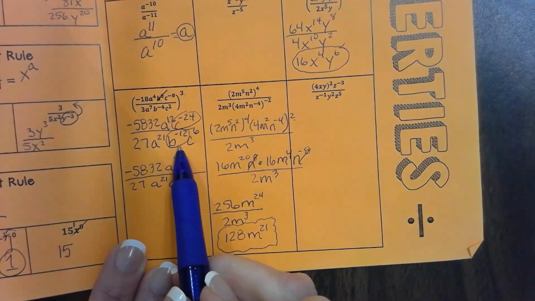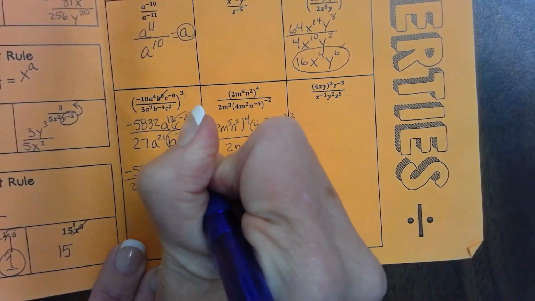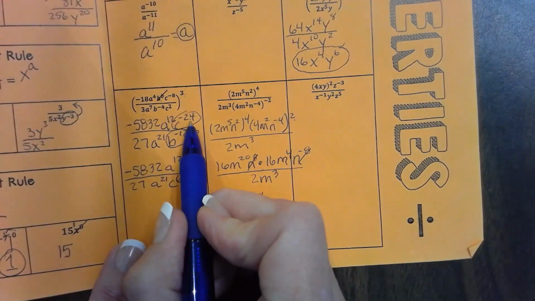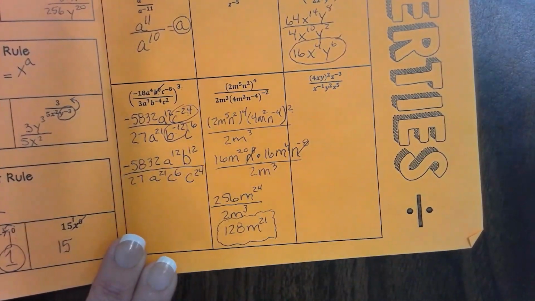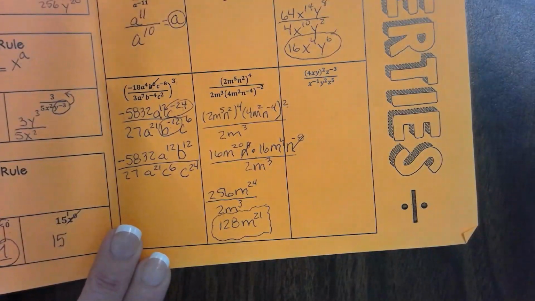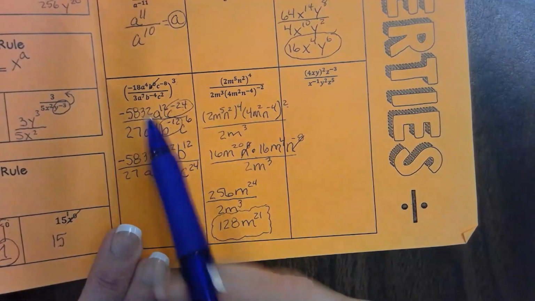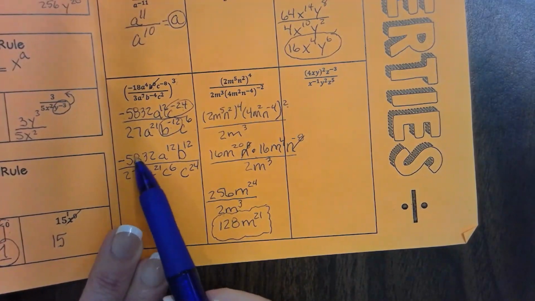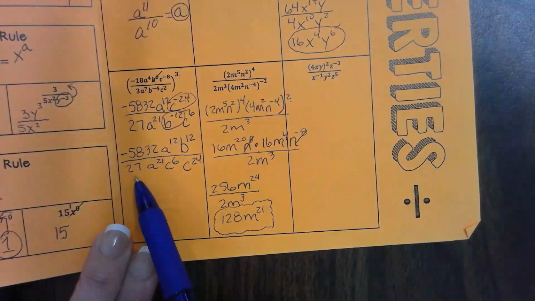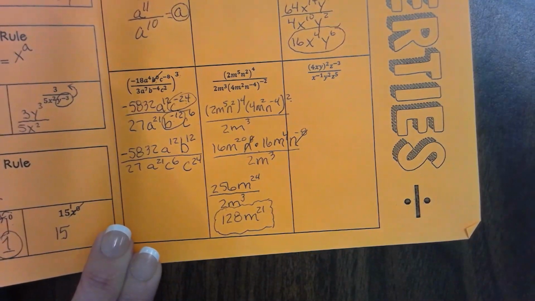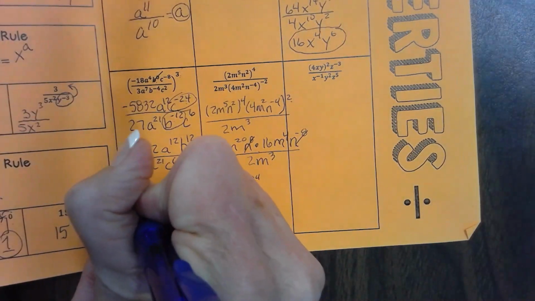I'm going to move this one to the top. And now it's a positive 12. I'm going to move that one to the bottom. And now it's a positive 24. Okay? And now we can begin to simplify. This is nothing but a division problem in the calculator. Negative 5,832 divided by 27. That's all that is. What do I get? Negative 216. Negative 216.